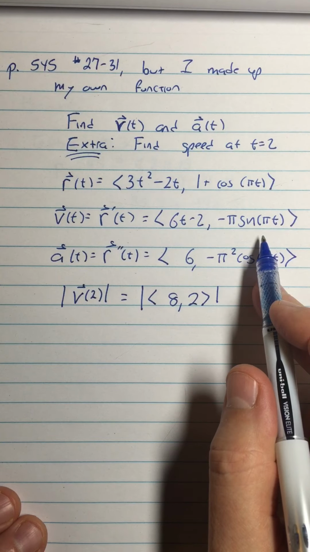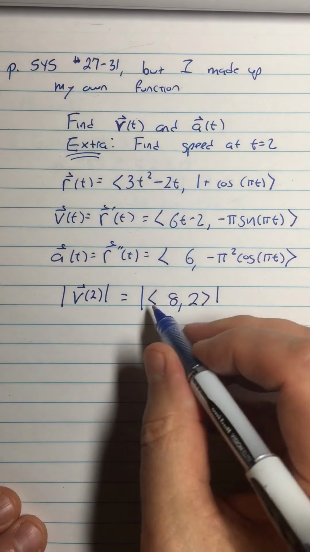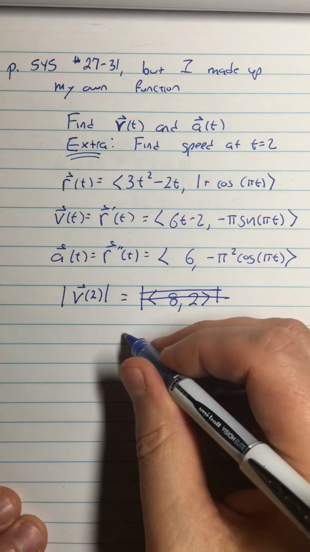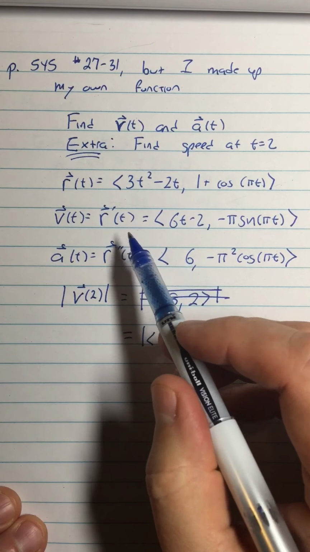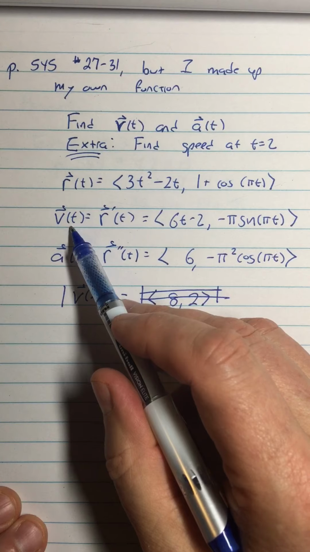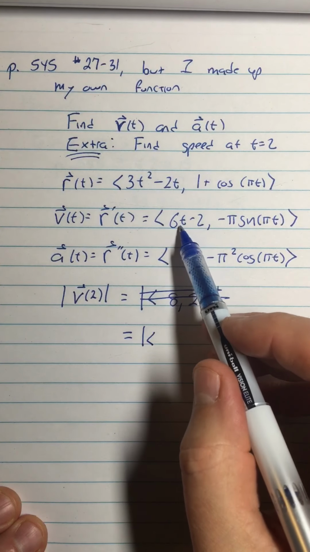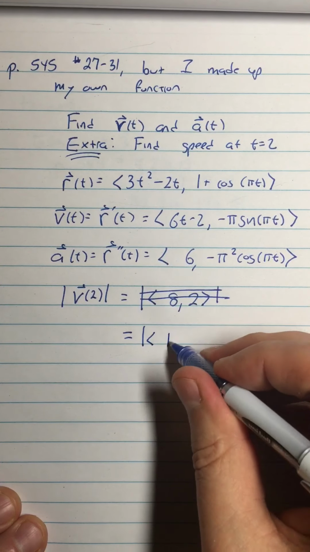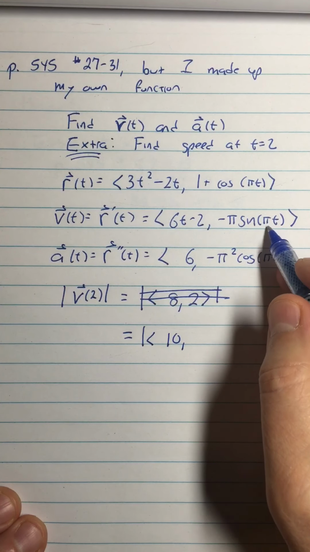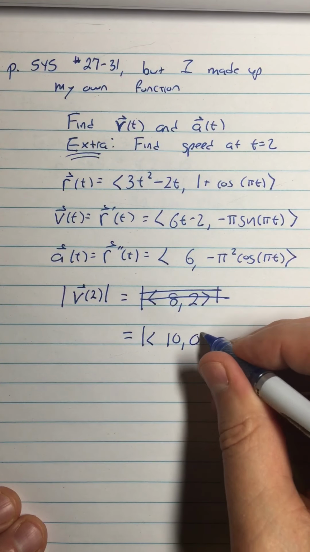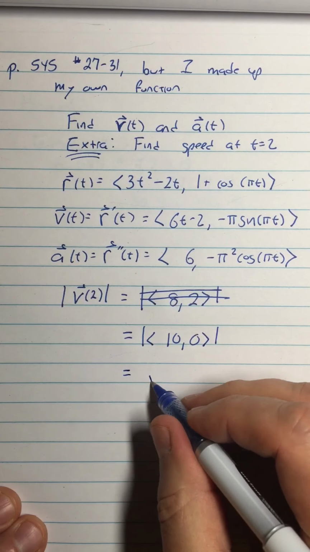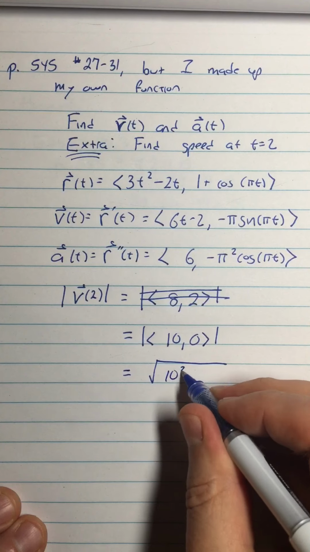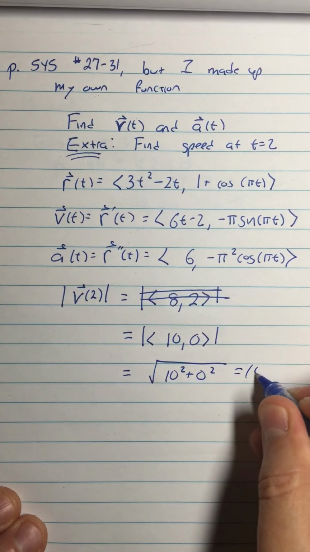Oh, did I plug into the wrong one? I totally plugged into the position. Nuts. All right, let's try it again. I'm going to plug 2 into the velocity function because it's the absolute value of velocity. So 12 minus 2 is 10, and sine of 2 pi is 0. So it's 10, 0. What could be easier than that? I'll write out the formula, but I wouldn't have to: square root of 10 squared plus 0 squared, but obviously it's going to be 10.